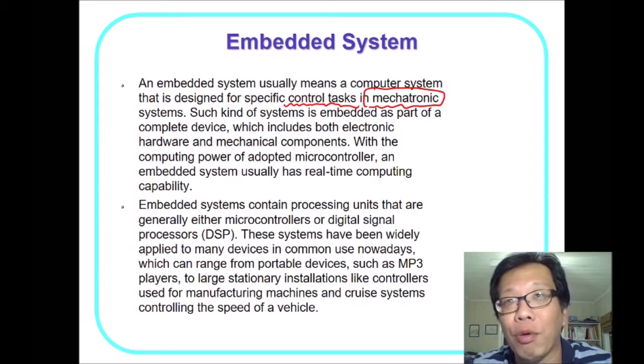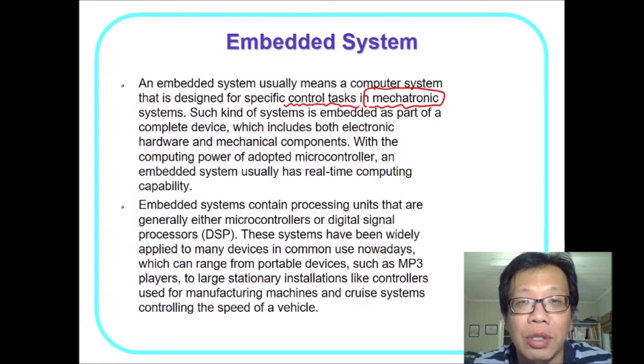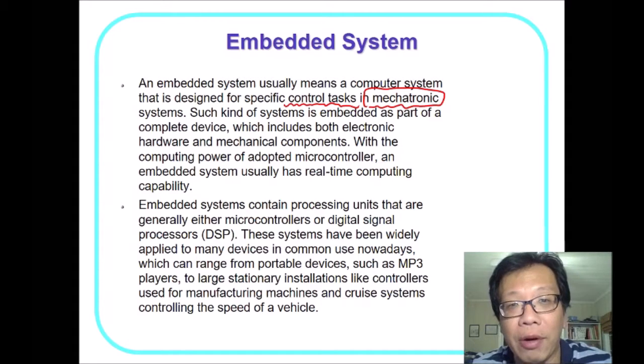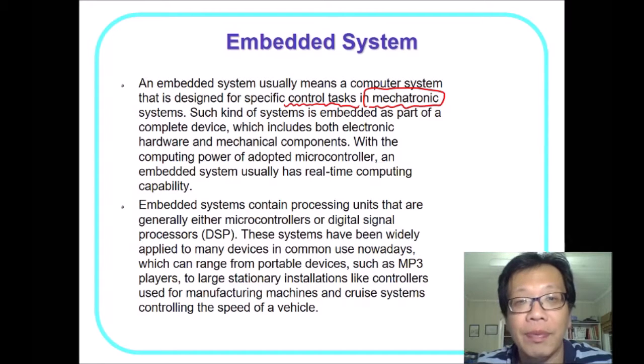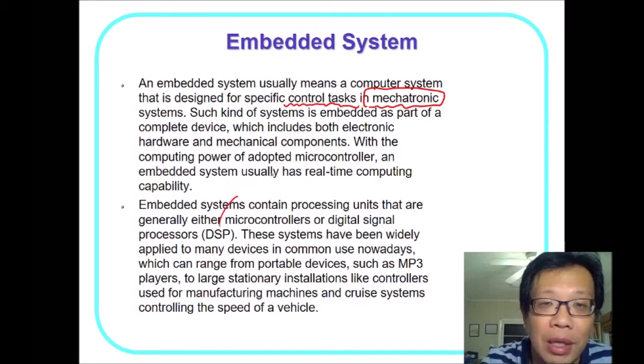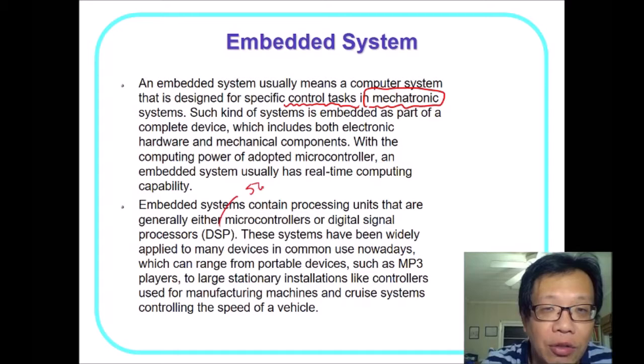But in broader applications, normally we are going to include some electronic hardware and mechanical components, with the computing power of the adopted microcontroller. Embedded systems usually can deal with real-time computing capabilities. But sometimes a microprocessor is not good enough. We also use digital signal processors, or what we call DSP. Normally these can run as high as maybe 500 megahertz.